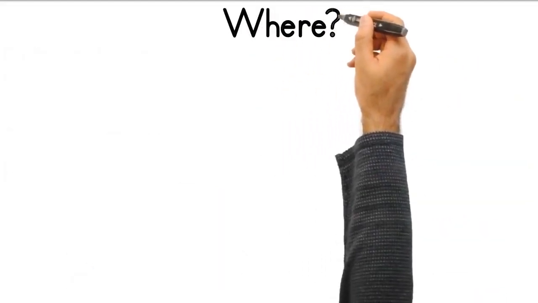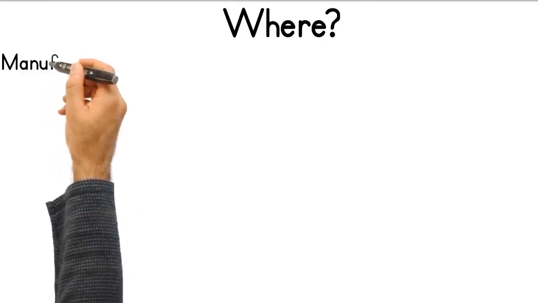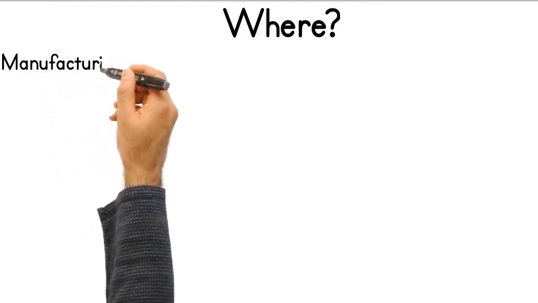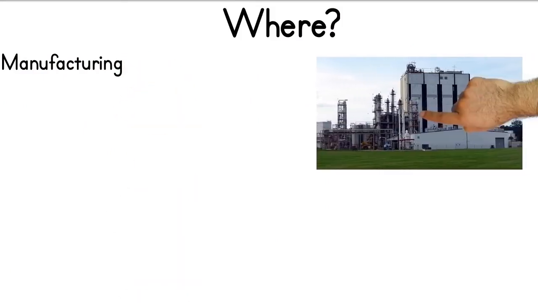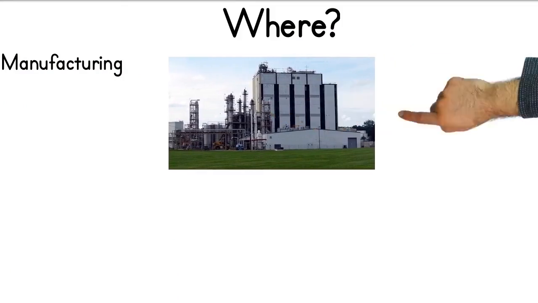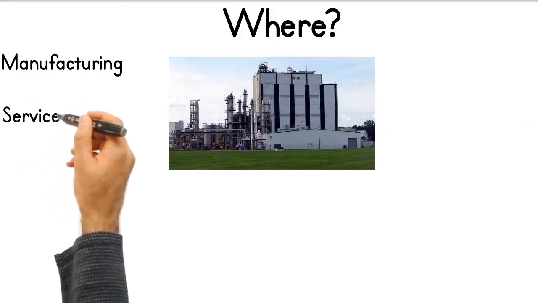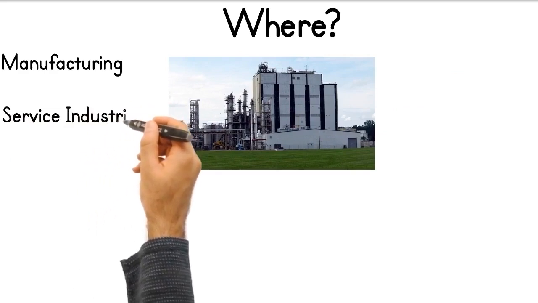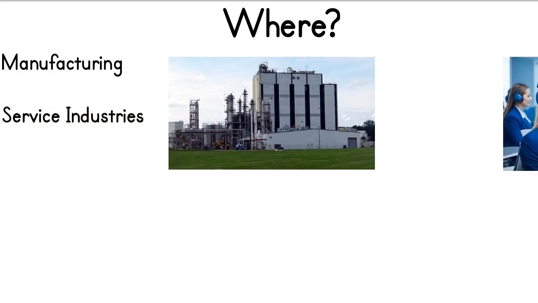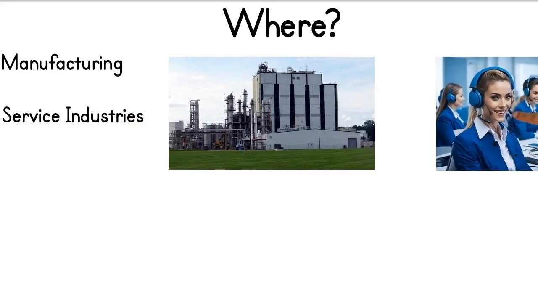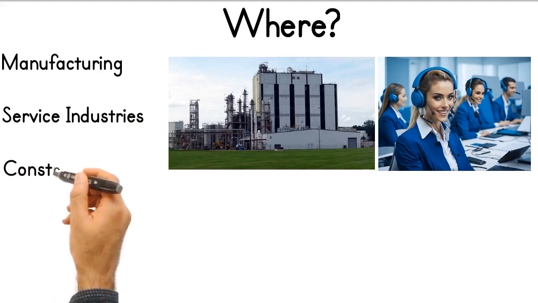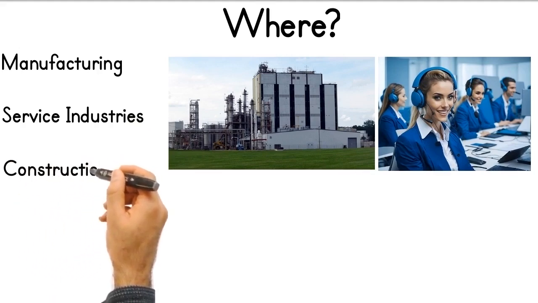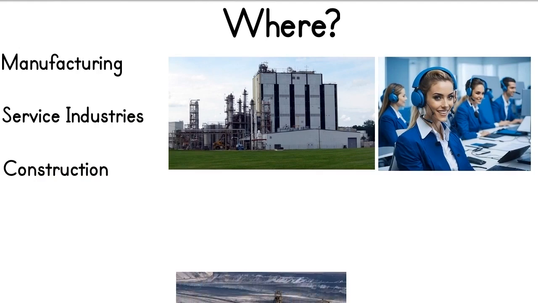Where is quality and process control applied? Manufacturing. Factories use process control to manage production lines, reduce defects, and ensure consistent product quality. Service industries. In sectors like hospitality, healthcare, and customer support, quality control helps ensure that services meet customer expectations and regulatory standards. Construction. In construction projects, quality control ensures that materials and processes meet safety and quality standards.